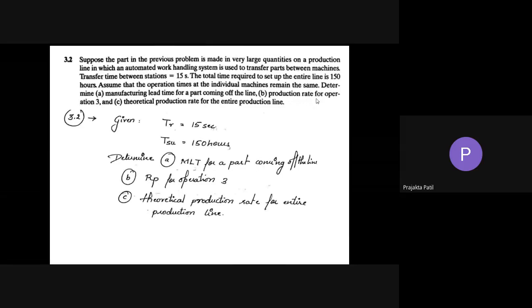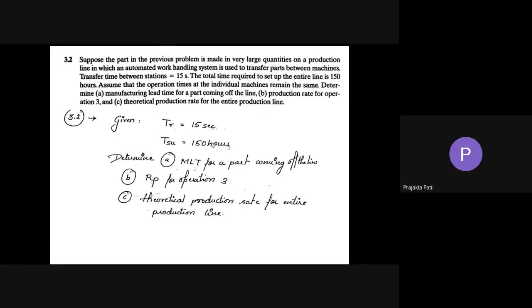So I've noted down what is the given data and what you have to determine. Yes, ma'am. Is anything else given other than that? They have just specified the transfer time between stations is 15 seconds. So we have written TR as 15 seconds. And what is the total time required to set up the entire line? So setup time is given as 150 hours. This is the only data that is given.